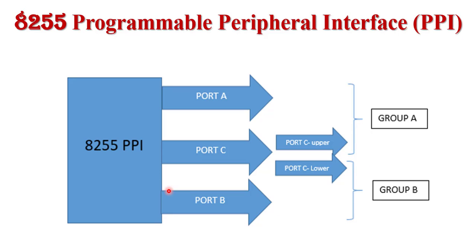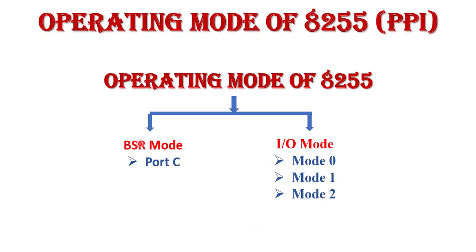Whether these ports work as an input port or an output port depends on the mode of operation of 8255. So here is the operating mode of 8255. Basically 8255 is programmed in 2 modes, BSR mode and input output mode. BSR mode is a bit set or reset mode. This mode is used to set or reset the bits of port C. In my previous video, I have already explained BSR mode in detail and the link of that video I will give in my description box.